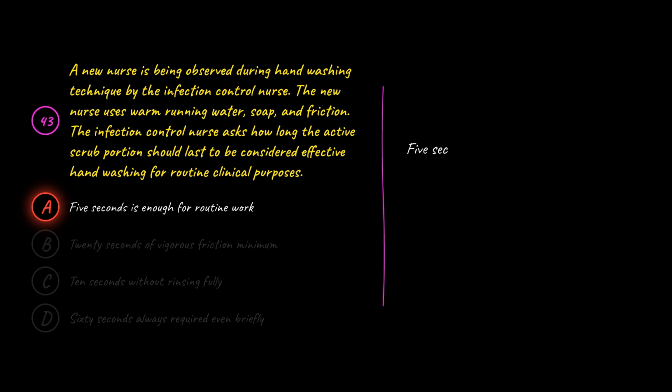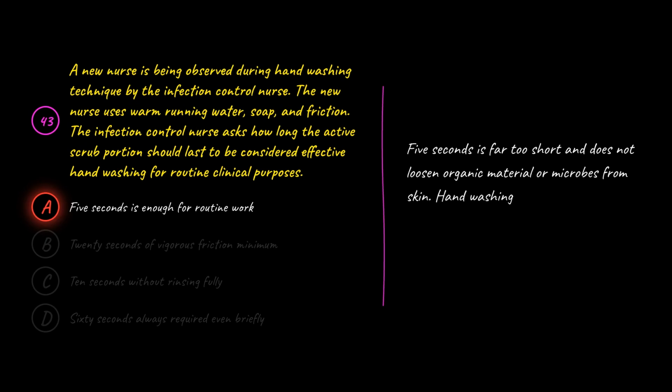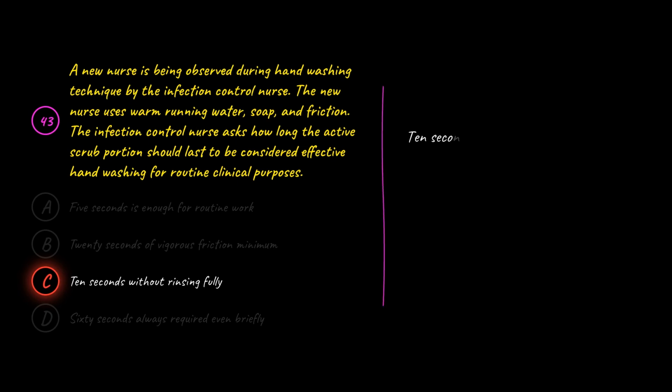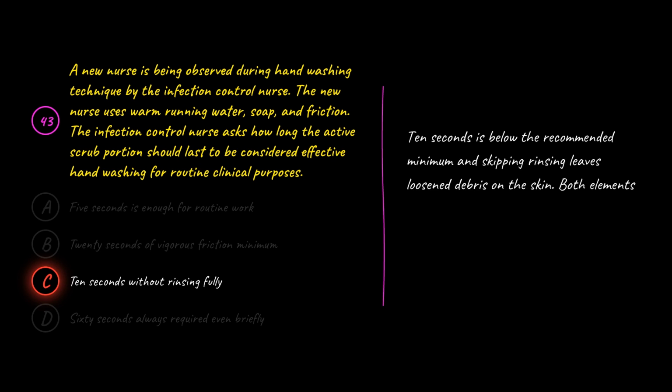A is wrong because 5 seconds is far too short and does not loosen organic material or microbes from skin. Hand washing at that duration provides only token cleaning and does not meaningfully reduce pathogen burden present. C is wrong because 10 seconds is below the recommended minimum and skipping rinsing leaves loosened debris on the skin. Both elements together are unsafe. Full rinsing with adequate friction time is required for effective washing.